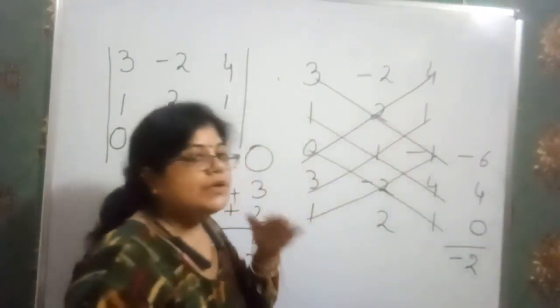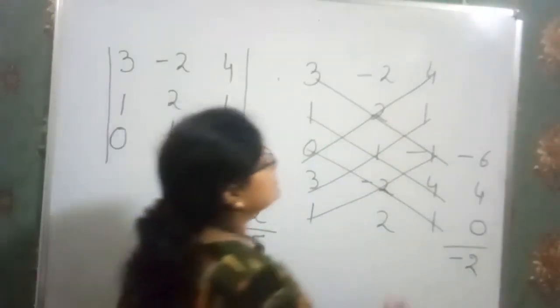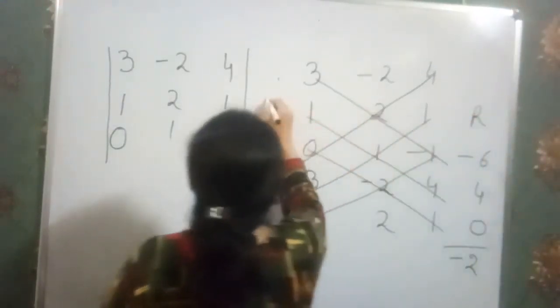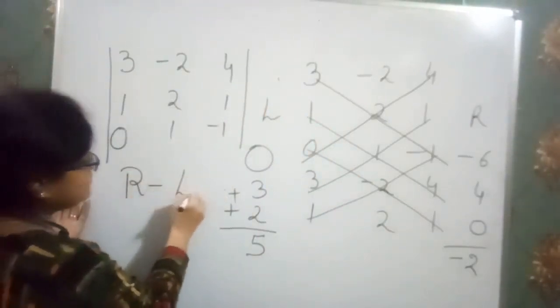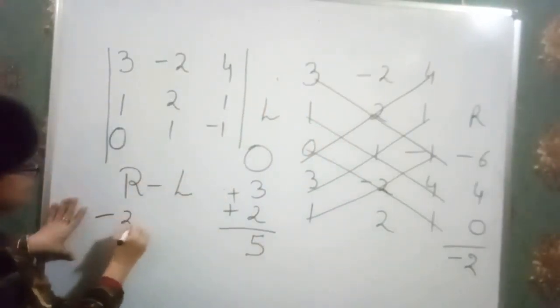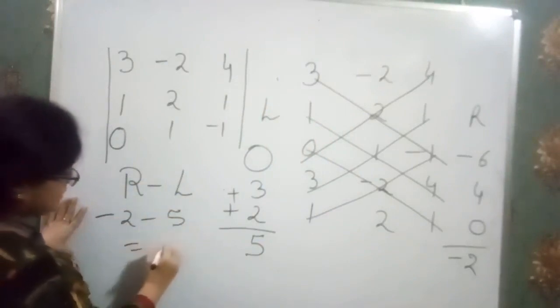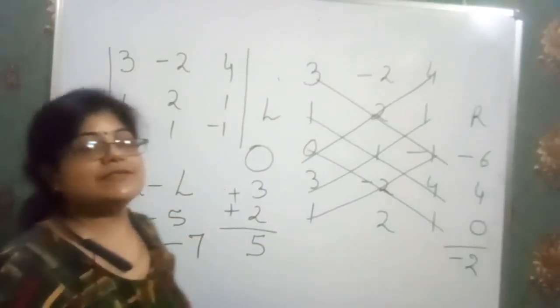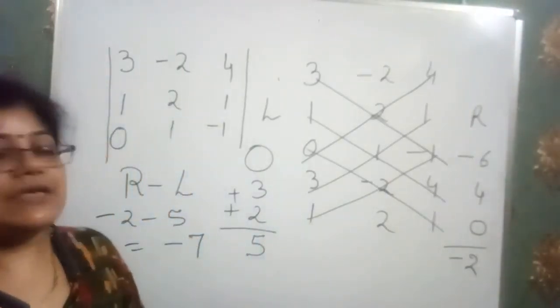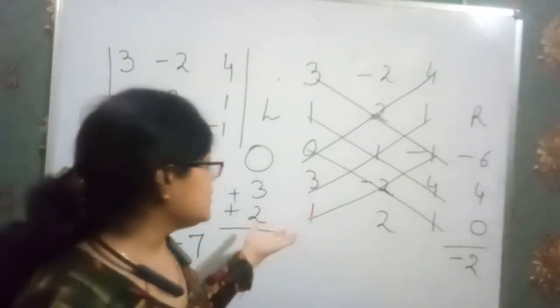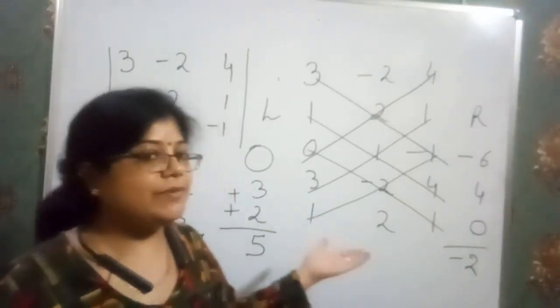Now just remember, this is our right side and this is our left side. So we subtract the right side from our left side. So we have minus 2, minus 5, and the value of the determinant is minus 7. You can check it by your traditional method. You can get the same answer. Now this is the trick I want to explain to you. That's why I have taken this question.